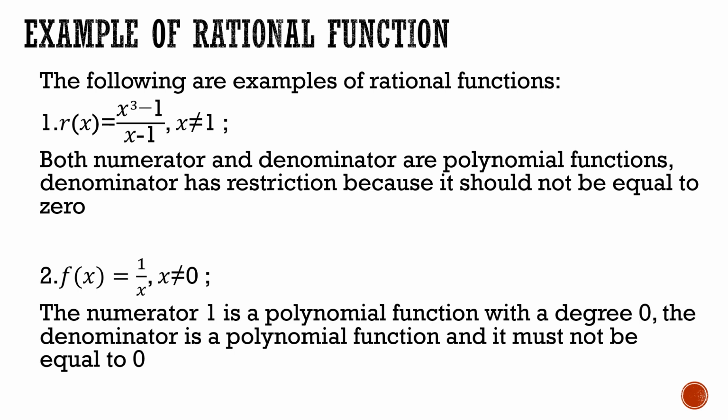So, the numerator is 1. 1 is a polynomial function po. F of x is equal to 1 is a polynomial function po with a degree 0, or another term for that is a constant function. So, the denominator is a polynomial function din po and it must not be equal to 0 po. May restriction po siya uli kasi pag naging 0 po si x, eh hindi na po siya rational function dahil magiging undefined po siya. Okay po? So, ganun lang po siya kasimple.